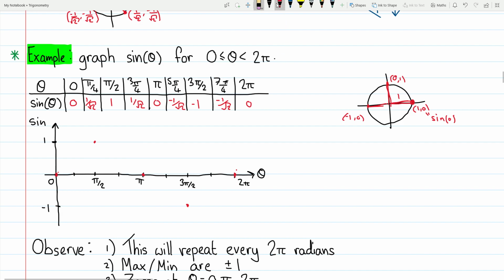And the way you figure this out is, what is 1 over the square root of 2? Well, it's a little bit more than a half, so it's going to be roughly about there. And similarly here, it's going to be a little bit less than a half, negative a half. And now once you connect the dots, excuse my poor drawing, you get this sort of sine wave.